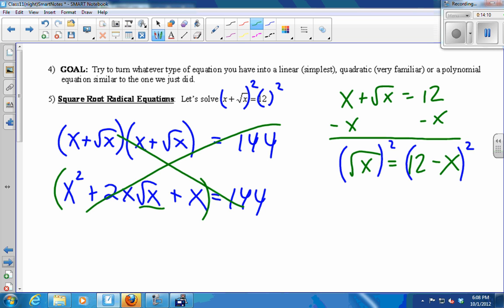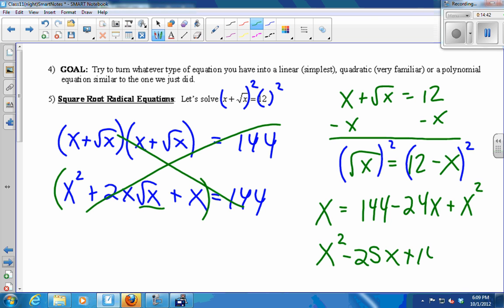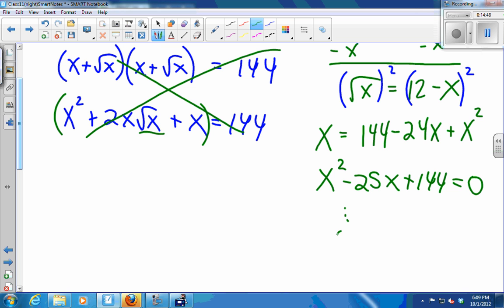So root x squared is x. And 12 minus x times 12 minus x, you have to FOIL out, and you get 144 minus 24x plus x squared. And then, can you solve that thing? Yeah, that's a quadratic. You know how to solve that. So that just simplifies to x squared minus 25x plus 144 equals 0. And use the quadratic formula.